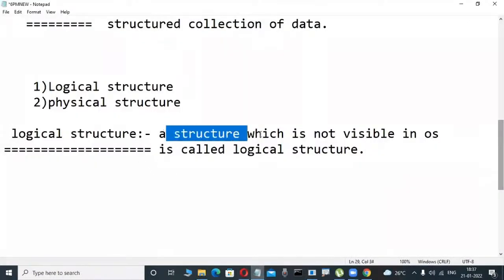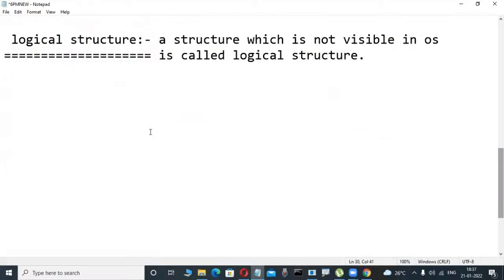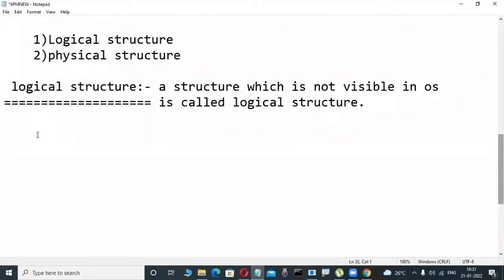That's why a structure which is not visible in the operating system is called a logical structure. But in this logical structure only, developers are working. Suppose I'm a PL/SQL developer, you are a SQL developer, Java developers, .NET developers, Python developers, ETL developers. These all persons are working in the logical structure. That logical structure contains tables in Oracle, SQL Server, and MySQL also. Views are there, synonyms are there, indexes are there. These are all the database objects.